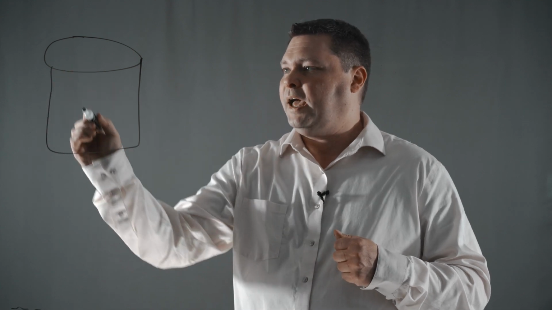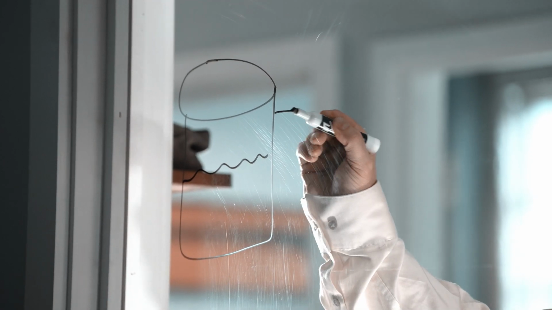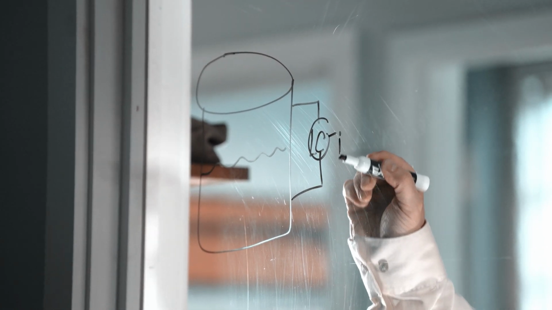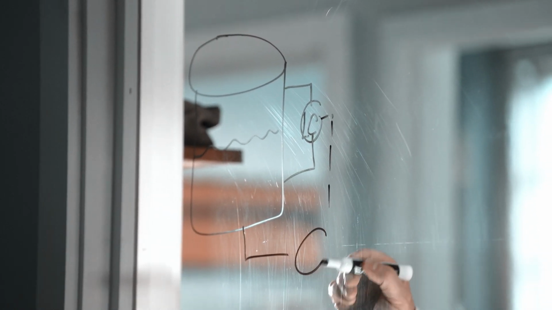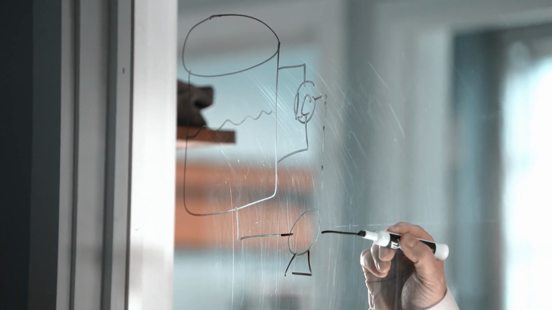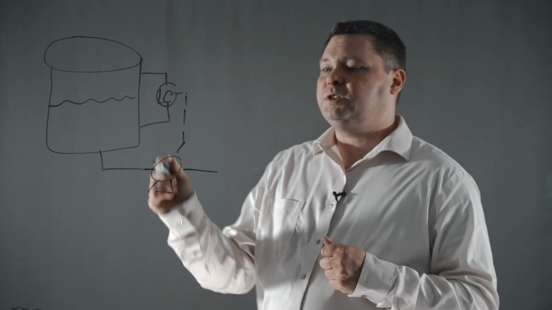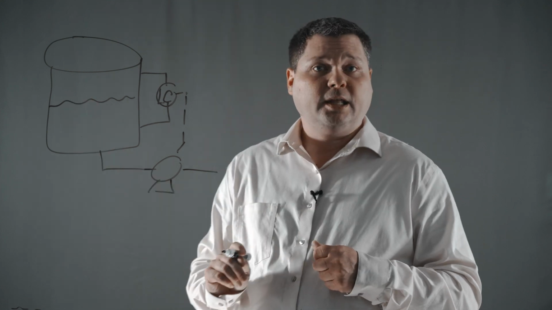So we're going to start with a tank. Inside of our tank, we're going to have some sort of liquid, and we're going to control the liquid level with a level controller that is outputted to just say a pump. Okay? And so we're going to control the speed of this pump to try to maintain the liquid level.